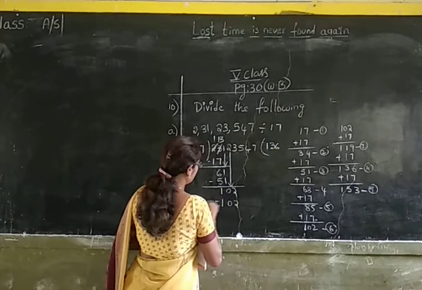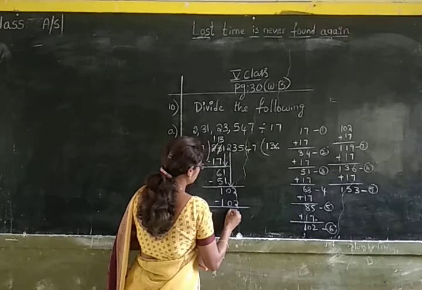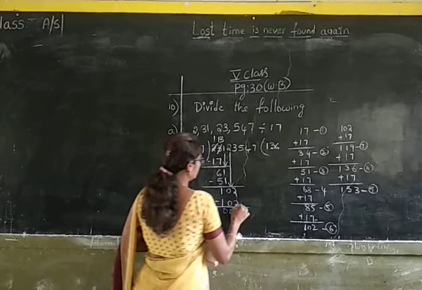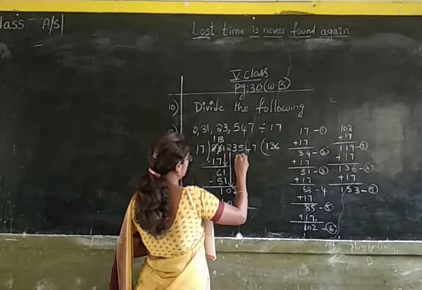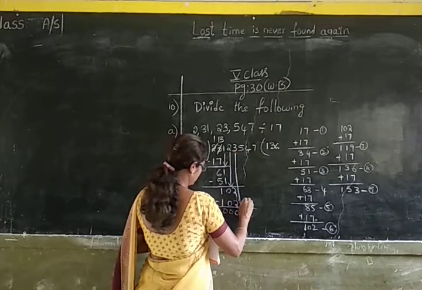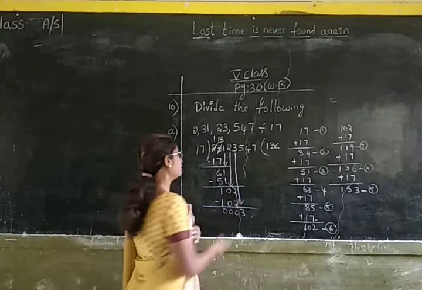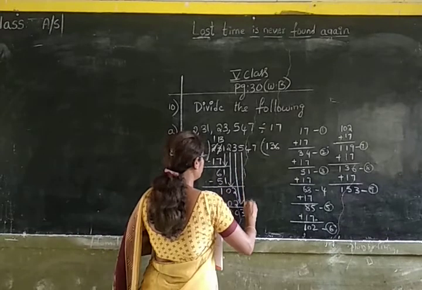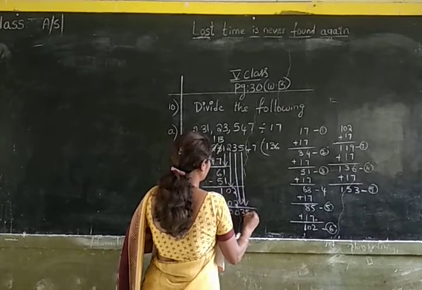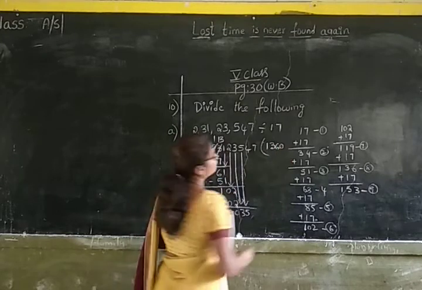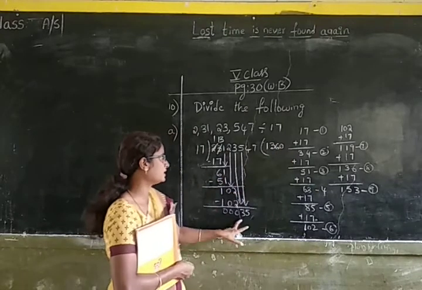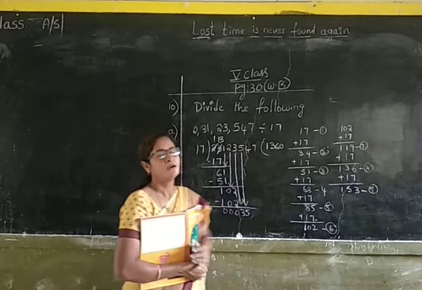17 sixes are 102. 2 minus 2 is 0. 0 minus 0 is 0. 1 minus 1 is 0. You have to bring 3 down. 3 is smaller than 17, so you have to bring 5 also. When you bring down 2 numbers at a time, you have to put 0 in the quotient.